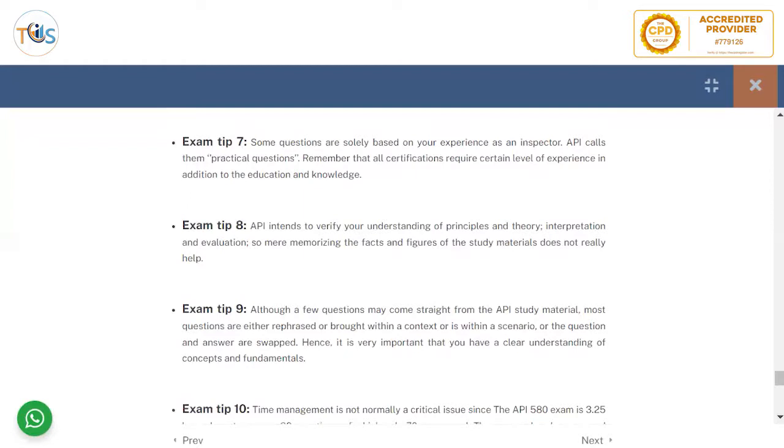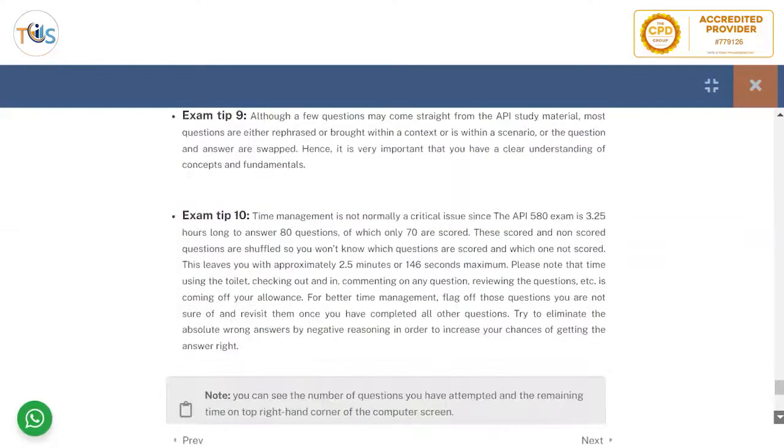Remember that all certification requires a certain level of experience in addition to the education and knowledge. API intends to verify your understanding of principles and theory, interpretation and evaluation, so mere memorizing the facts and figures of the study material does not really help. Although a few questions may come straight from API study material, most questions are either rephrased or brought within a context or within a scenario, or the question and answer are swapped. Hence, it's very important that you have a clear understanding of the concepts and fundamentals.